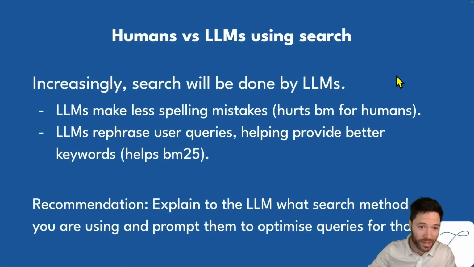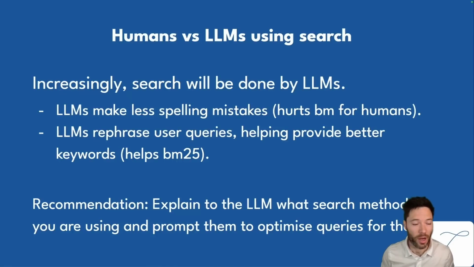Something else to appreciate is that LLMs are increasingly doing search for us instead of humans writing queries, and LLMs are better at writing queries. This increases the performance of BM25, because with BM25, it matters how well you write the query. For example, if you make a spelling mistake when using a keyword type search, if you search for Ronan but spell it with an I, R-O-N-I-N, you're not going to find me because I'm spelled with an A if you're using keyword search.